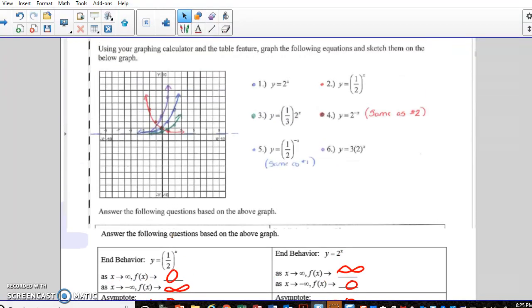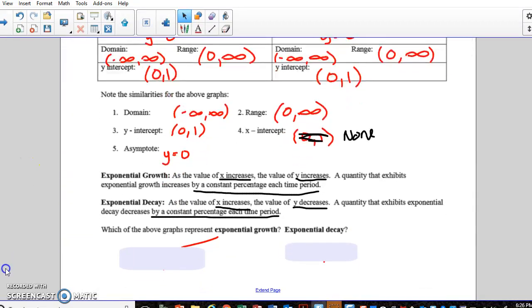Well, if we look back up here, the ones that are growth are the ones where as x is increasing, y is increasing. So that's our purple, our blue, and our green, right? Which is 1, 3, 5, and 6. Whereas the decay is represented by as x increases, y decreases. So that would be 2 and 4, the red. Okay, so you can tell the exponential growth and decay by looking at your graphs.